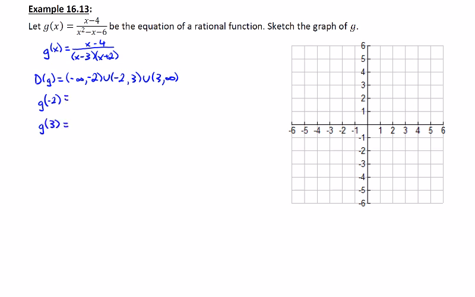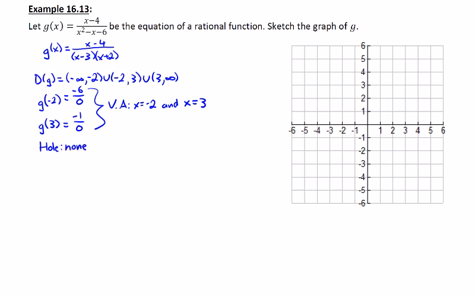When you plug those in, you are going to end up with g of negative 2 being negative 6 over 0, and g of 3 is going to end up being negative 1 over 0, which are both undefined. So that means that these two things together are going to give us our discontinuities. Vertical asymptote located at x equals negative 2, and vertical asymptote also located at x equals 3. Since those are the only two discontinuities, I know that there are not going to be any holes in this graph.